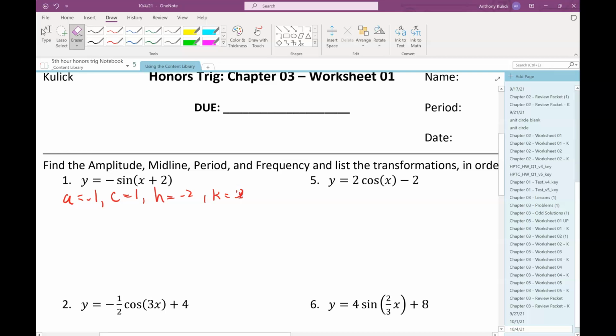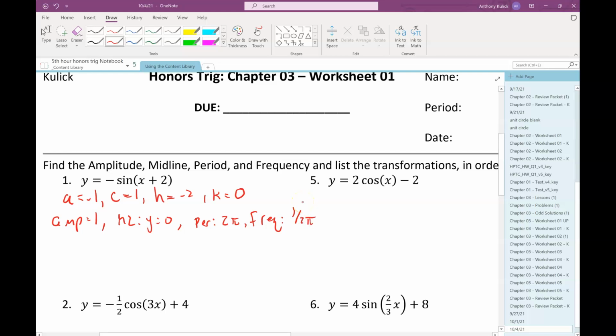So there was no factoring that I needed to do to start this one because the leading coefficient on x was already 1. So the amplitude is just the absolute value of a, so that's 1. The midline is y equals k, so that's just y equals 0. The period is 2 pi times the absolute value of c, so that's just 2 pi. The frequency is 1 over the period, so that's just 1 over 2 pi.